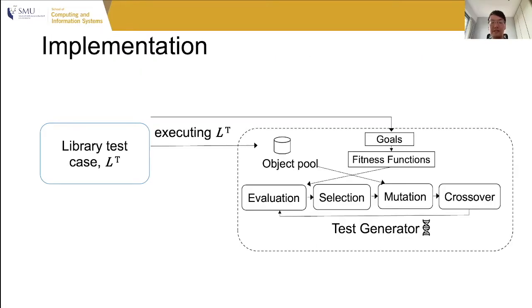So together, the object pool and the search goals that are obtained from the execution of LT are then provided to the test generator, which runs a standard evolutionary test generation pipeline. We start off with a randomly initialized population of test chromosomes. The test chromosomes are evaluated based on the fitness functions, and then the top test chromosomes are selected for further mutation and crossover to produce new test chromosomes. And this process repeats until the search budget is consumed or the search goals are satisfied.